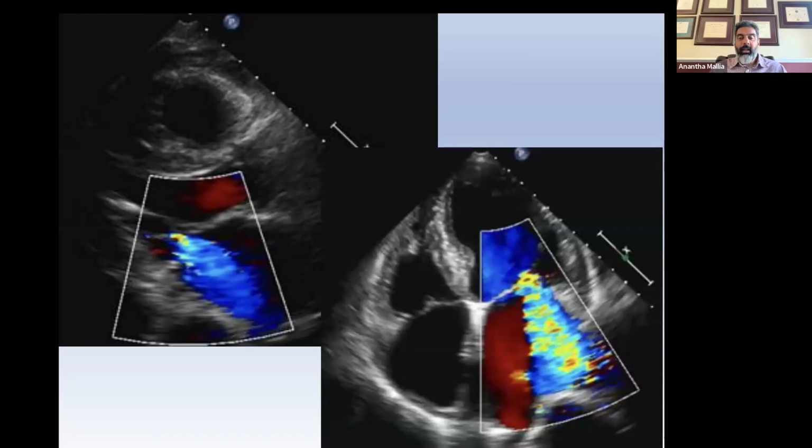Here's that same patient, apical four-chamber view. You can see much more clearly that mitral regurg. You can see it's being directed posteriorly. And again, this is a functional regurg occurring because of the systolic anterior motion of the mitral valve.